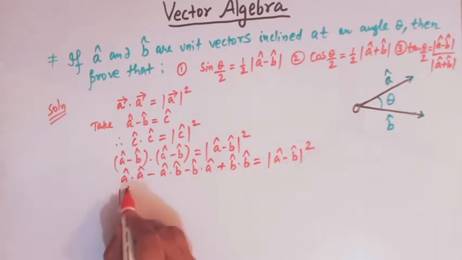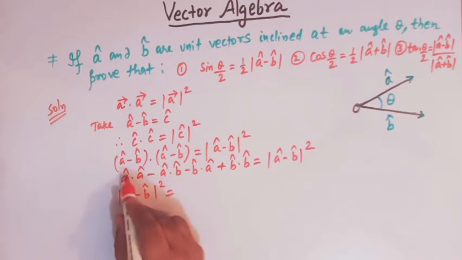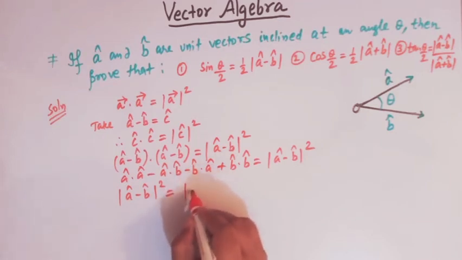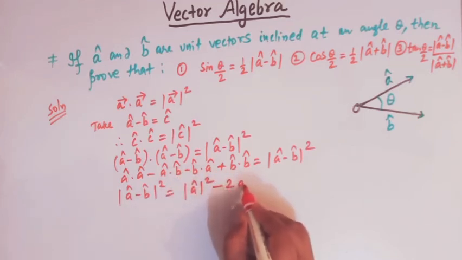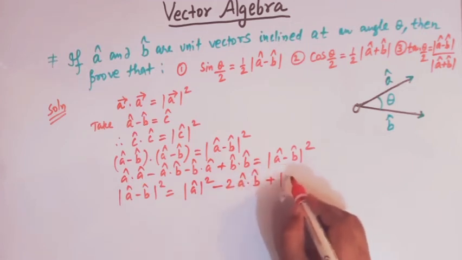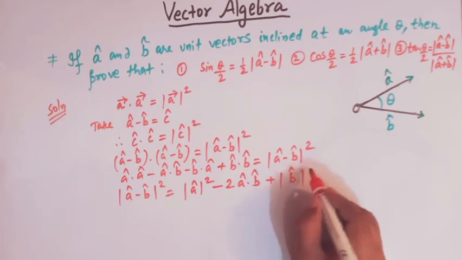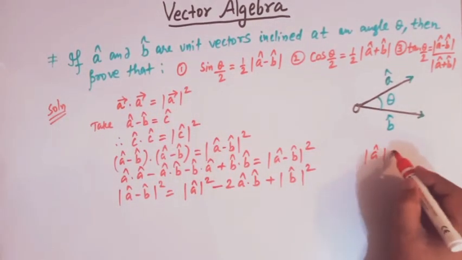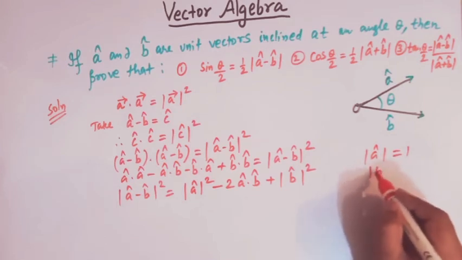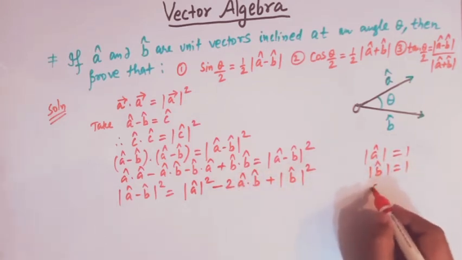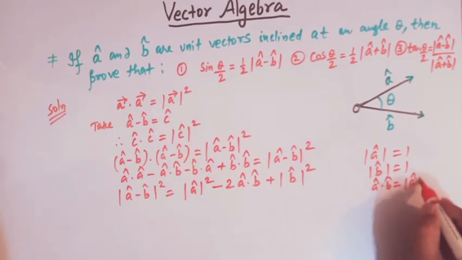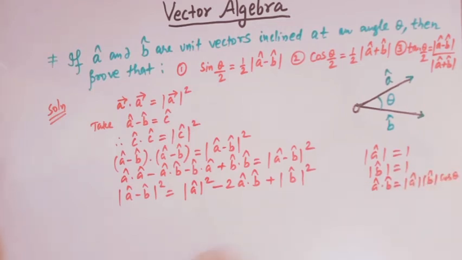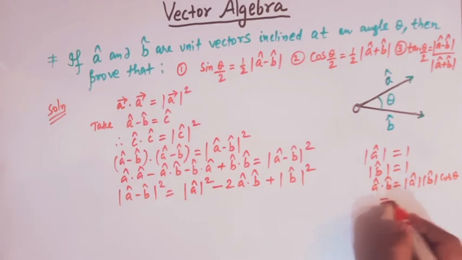Now we can write this as a cap dot a cap is square of the magnitude of a cap vector, then here we have minus 2 times of a cap dot b cap, then here we have square of the magnitude of vector b cap, right? Now we know that a cap and b cap are unit vectors, so the magnitude of a cap is 1, the magnitude of b cap is also 1, and a cap dot b cap can be written as magnitude of a cap, magnitude of b cap, cos theta, right? This is by the definition of dot product. Now this is 1, this is 1, so we have cos theta.